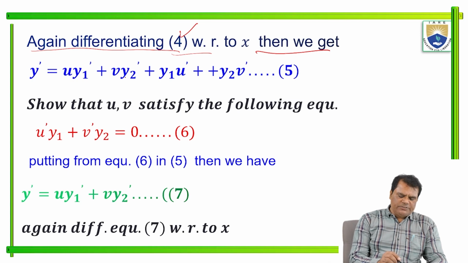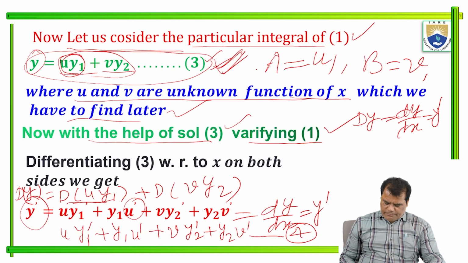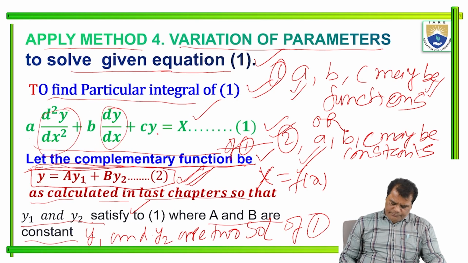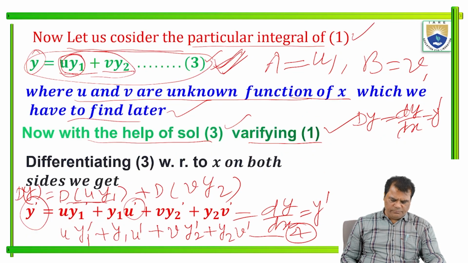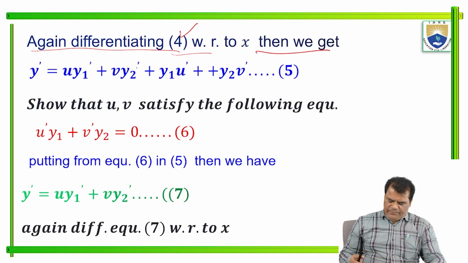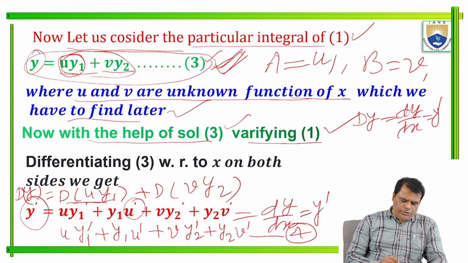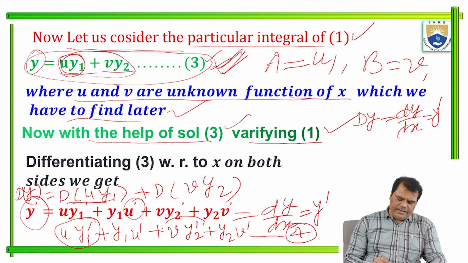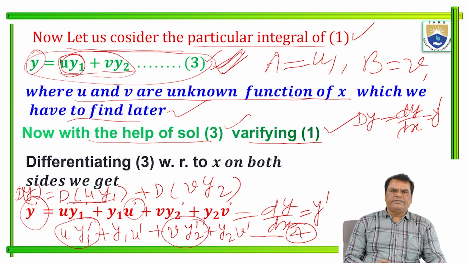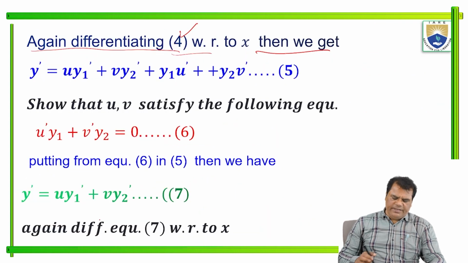u y1 dash plus v y2 dash. This is the same equation I am writing. Here, u y1 dash is the first term and v y2 dash is the second term. u and v are constants here, so I am writing these first, and y1 u dash and y2 v dash, these two terms I am writing last. So after writing we get this equation.